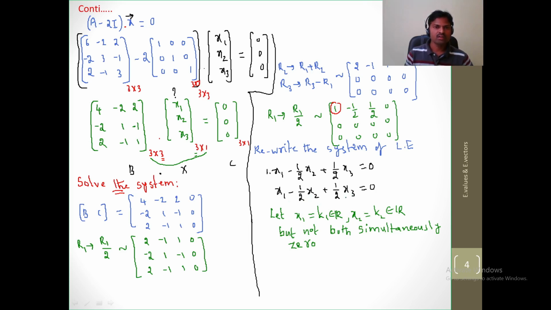Then what are we getting? x1 is 0, x2 is 0, x3 is 0. And directly the eigenvector is a null vector, but eigenvectors are non-zero vectors. If you look at the definition of an eigenvector, eigenvectors are non-zero vectors. That's why we have to make it non-zero. That's why k1 and k2 should not both be equal to 0 simultaneously. If k1 is taking 0, then k2 should not be equal to 0.